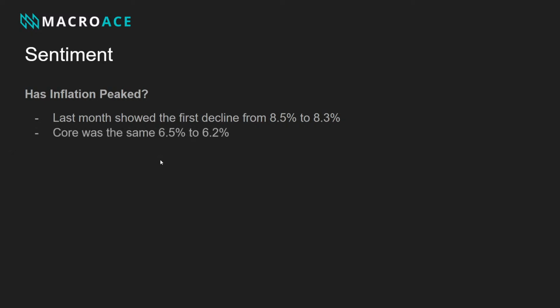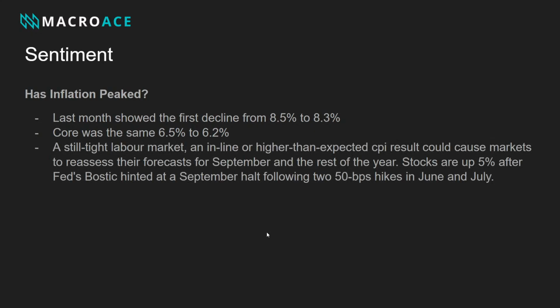Sentiment then. So has inflation peaked, as I said? So last month's data showed the first decline from 8.5% to 8.3%. And the core was also the same. We'd also seen a decline from 6.5% to 6.2%. However, there is still a tight labor market. And an in-line or higher than expected CPI result could cause markets to reassess the forecast for September and the rest of the year.